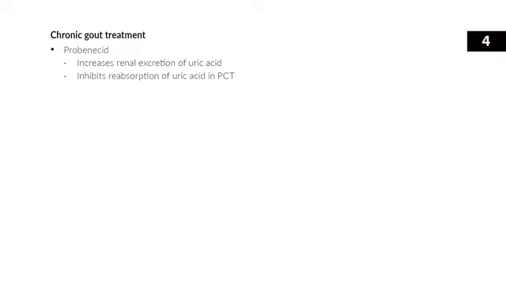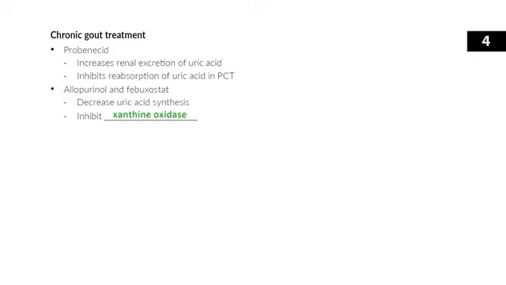As a side note, probenecid also inhibits secretion of penicillin. So in World War II, when penicillin was in short supply, they were able to conserve penicillin by giving probenecid along with lower doses of penicillin. The other strategy for lowering uric acid levels chronically is to reduce uric acid synthesis. The main drug that does this is allopurinol.